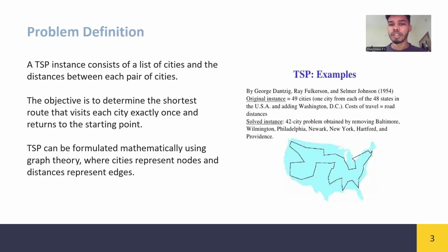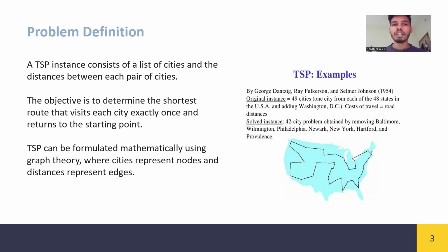So the problem definition: TSP instances consist of a list of cities and the distance between each pair of cities. The objective is to determine the shortest route that visits each city exactly once and returns to the starting point. TSP can be formulated mathematically using graph theory, where cities represent the nodes and the distances represent the edges.